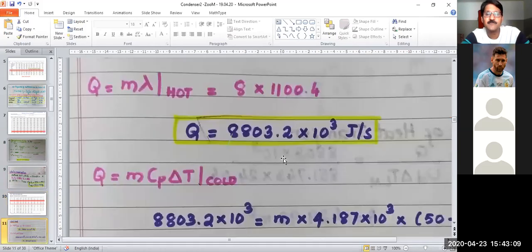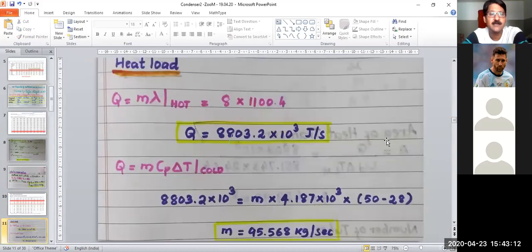So therefore, after calculating lambda, next heading you write down heat load. So do it fast. Heat load Q is equal to M lambda. M is 8 kg per second. Lambda is 1100.4 kilojoules per kg, so therefore it is 10 to the power of 3. So therefore, 8803.2 into 10 to the power of 3 joules per second or watt. Are you getting this value?